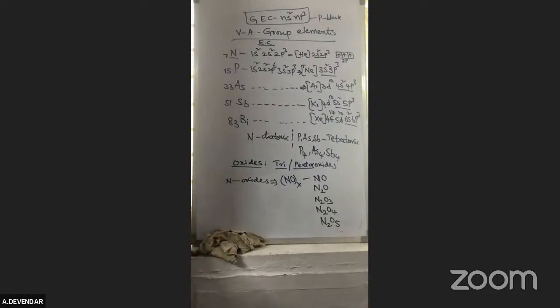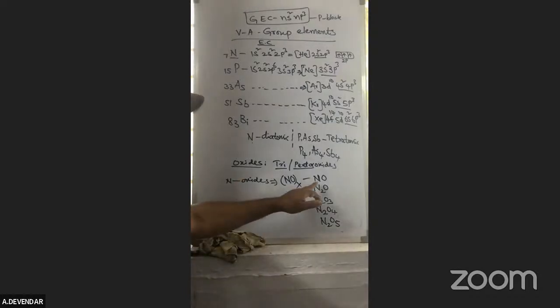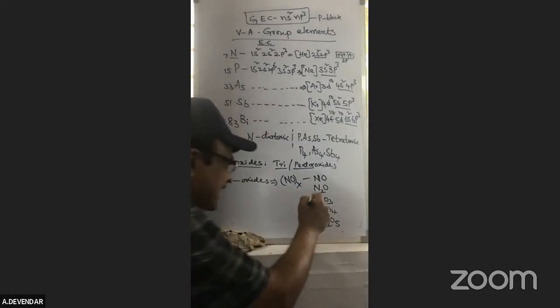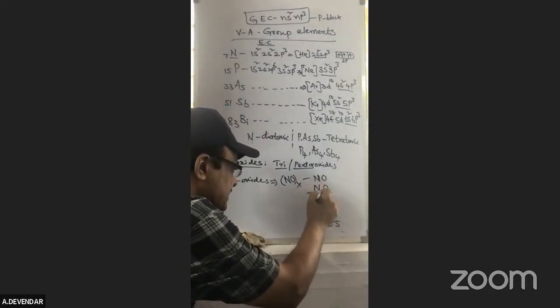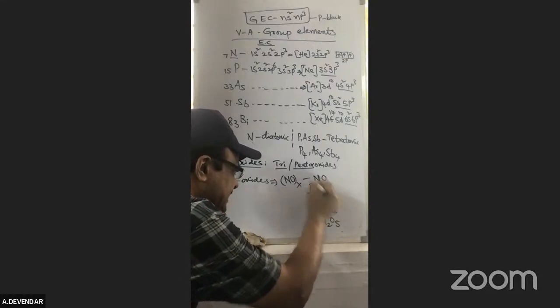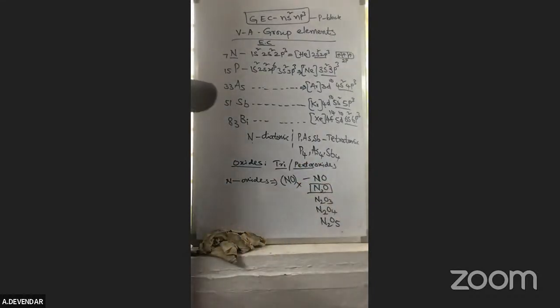Now coming to these oxides. First I am taking nitrous oxide, N2O, which is called laughing gas. In your examination, there is a chance of being asked what is meant by laughing gas. Because when you release a large amount of nitrous oxide in the laboratory, you can laugh, and it can also lead to hysteria.